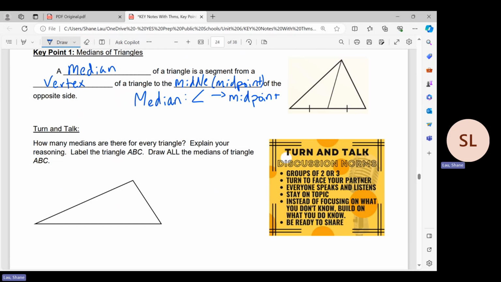So if we look on the diagram on the right-hand side, we're starting at this angle and we're going to this midpoint. So the line in between the two of them, that's being highlighted, is our median. That is what we call our median. So go ahead and write that in. Median. And the thing is that for every single triangle, no matter what, every single triangle is going to have 3 medians. Don't overthink that part.